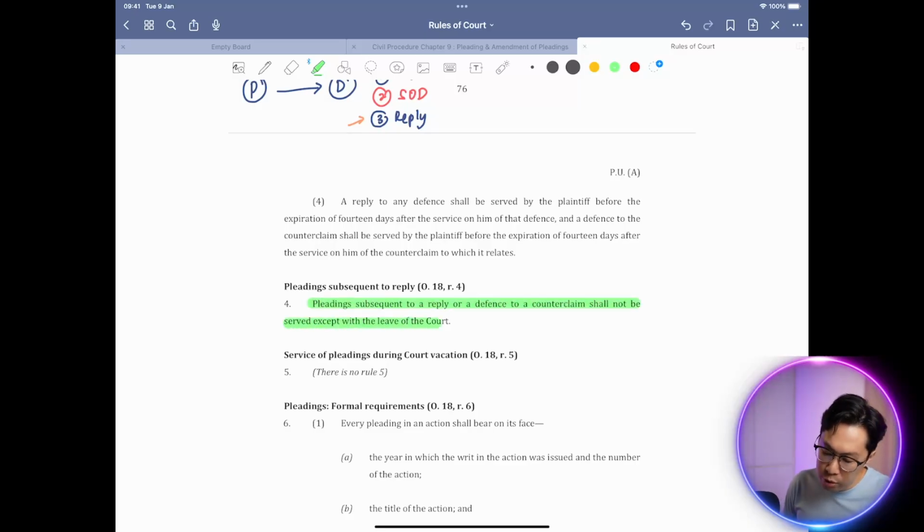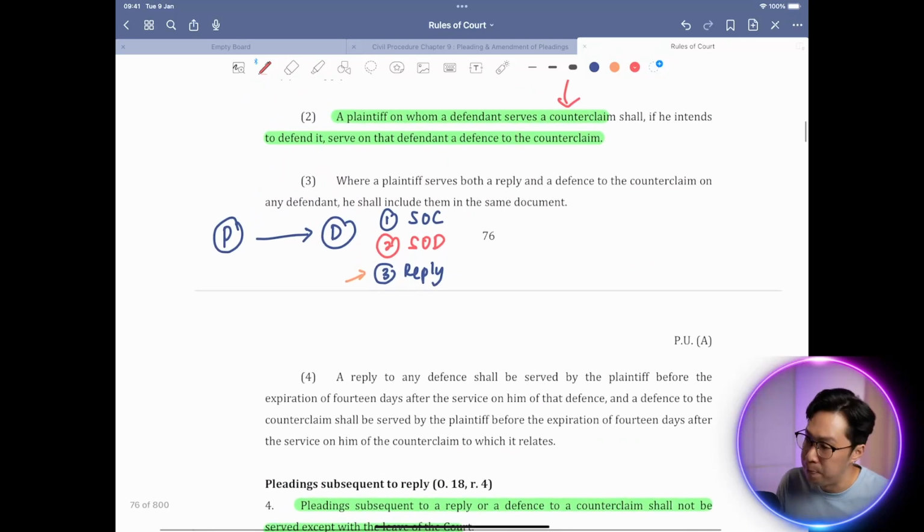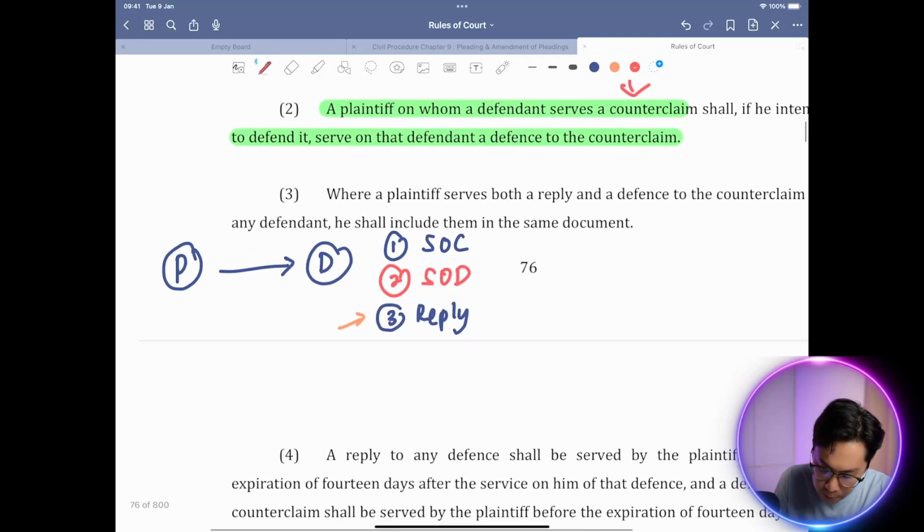Pleading subsequent to a reply or defense shall not be served except with the leave of the court, which means you need permission. So the standard is here. After here, if you wanted to serve some more on each other, you will need permission from the court. So what's the next one? The next one is by the defendant, because red color is defendant, blue color is plaintiff. If the defendant wants to continue, they will do something called a rejoinder.